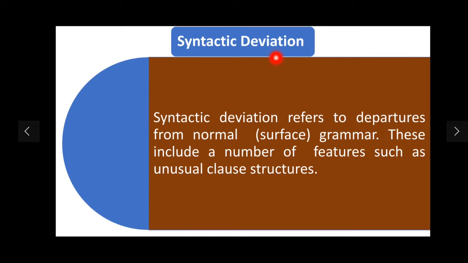Syntactic deviation. Syntactic is related to syntax, sentence. So syntactic deviation refers to the departures from the normal or surface grammar. So we have a proper syntactic structure in English, and when that syntactic structure is deviated, we call such kind of deviation as syntactic deviation. So these include a number of features such as unusual clause structures. Let's discuss in detail.